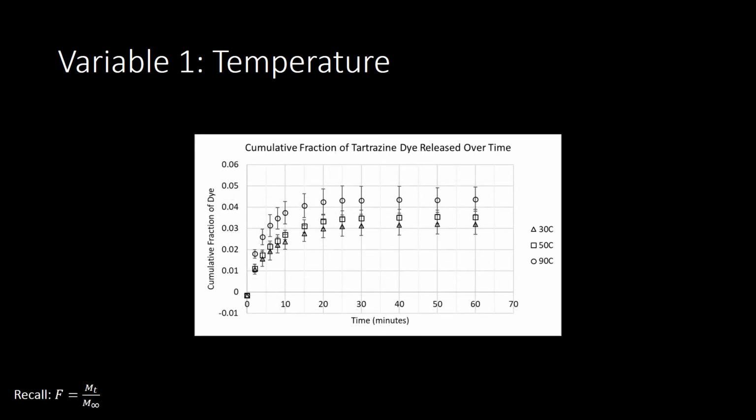From the calculated tartrazine concentration, the total mass of tartrazine released at each time point could be determined. By comparing this value to the mass of tartrazine loaded into the beads, represented by M infinity, the release fraction could be determined. The cumulative release fraction at each time point for each experimental group is plotted here. Note that the release fraction begins to plateau around the 30-minute time point, indicating that the maximum amount of tartrazine has been released.